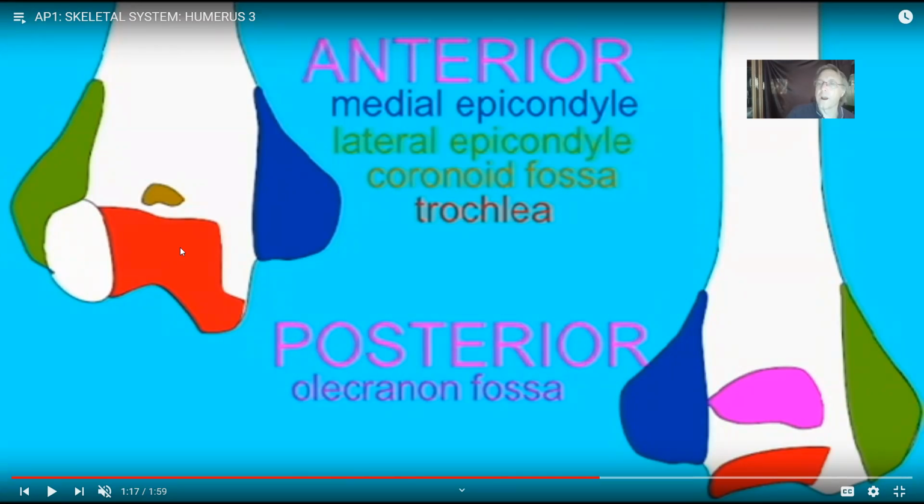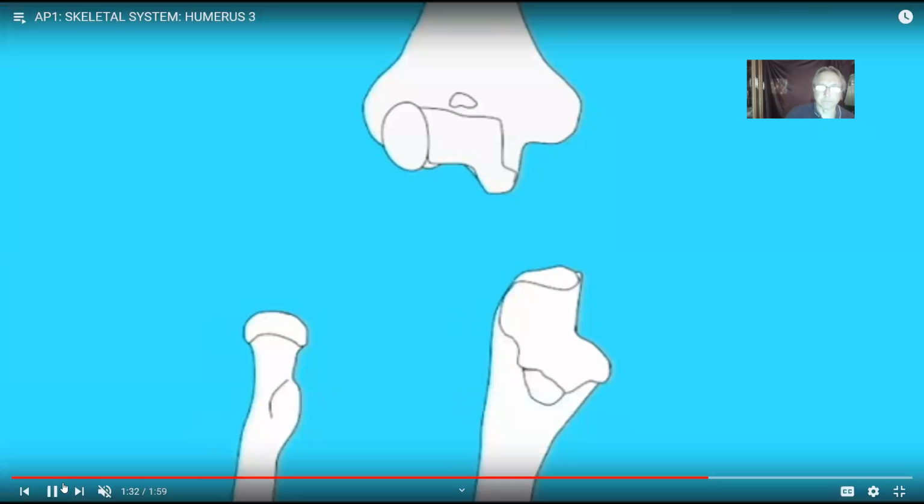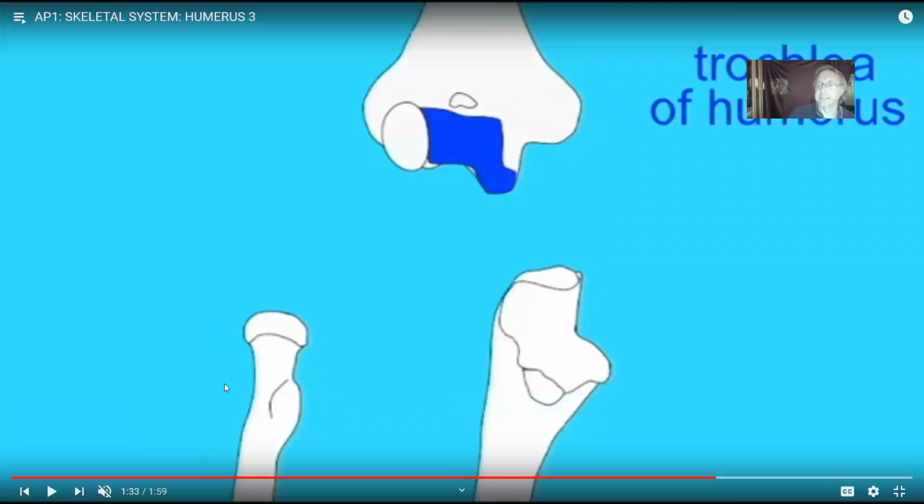Once again, where the humerus articulates with the forearm bones, we have a trochlea and we have a capitulum. The trochlea articulates with the ulna, the capitulum with the radius, and there's an easy way to remember that once we study the forearm bones. So both ends of the humerus have a number of structures to identify.